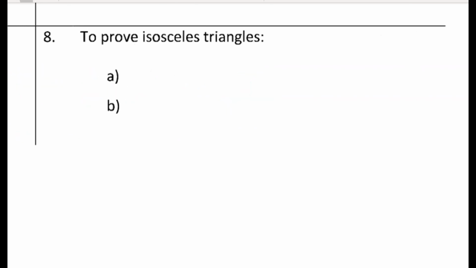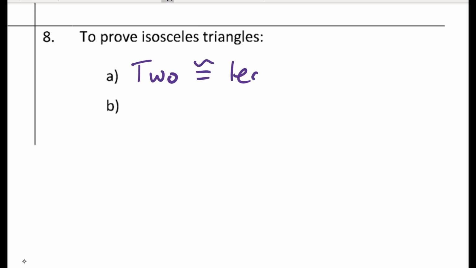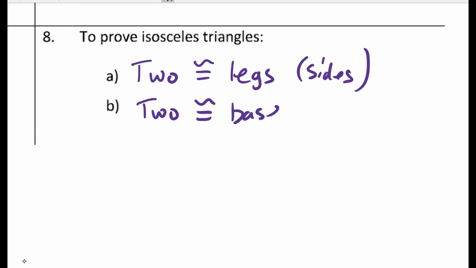For number 8, if we're trying to prove that triangles are isosceles, you've got two options. You could either prove that there are two congruent legs, that just means the two sides of a triangle are the same, or you can prove that two base angles are congruent, which would mean the two sides are the same. So either of those are enough to prove that a triangle is isosceles. So let's try a proof.